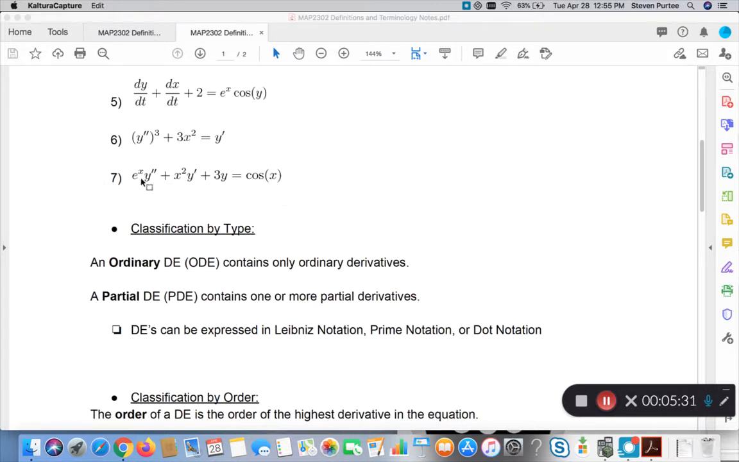Number 7 is linear because look at all the y's. Y to the first, y prime to the first, y double prime to the first. I can have nonlinear versions of x because it's independent, but the dependent variable is all linear.